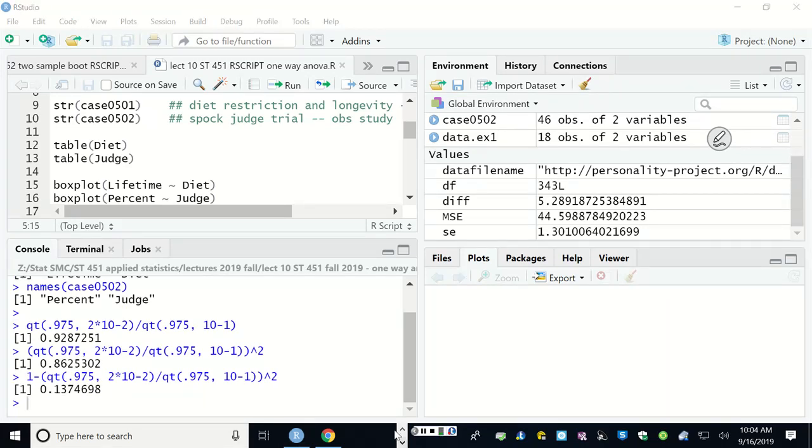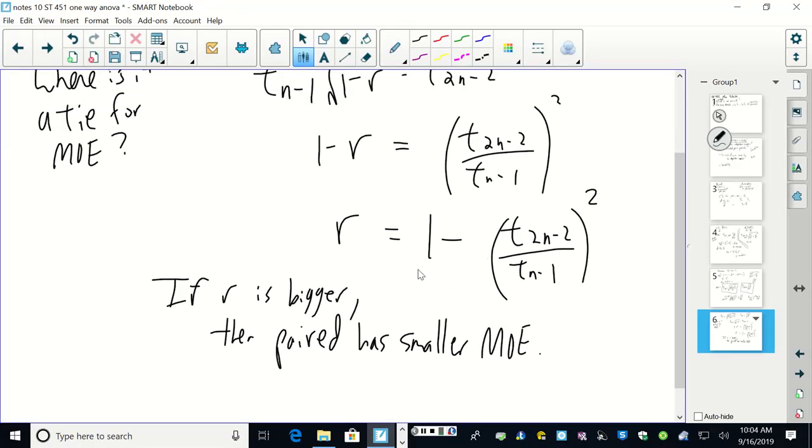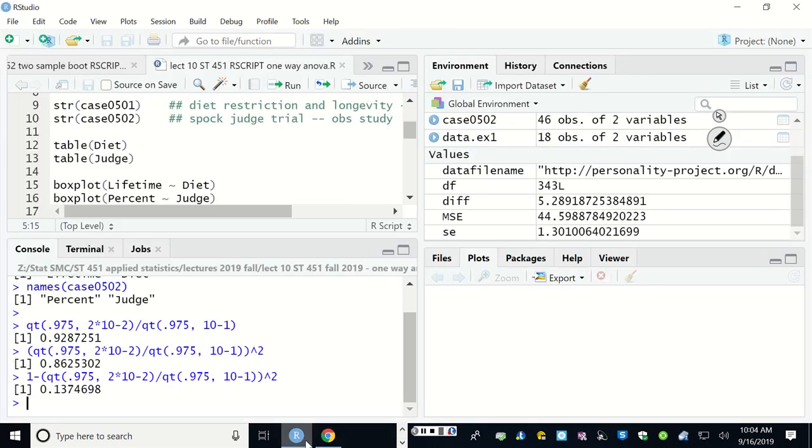So, if I've done everything right, that's where the r is equal. That's where it equals that number. So if r is bigger than that, then we should get a smaller margin of error for pairing. Which means that a correlation of 0.14 is not too high. So we could really benefit from this pairing even if the correlation is pretty modest.